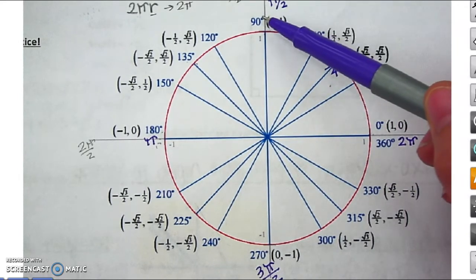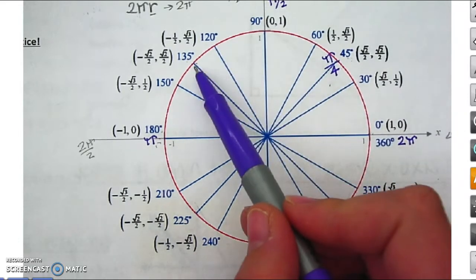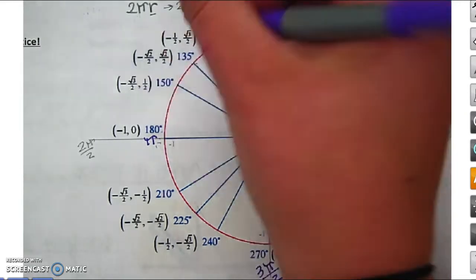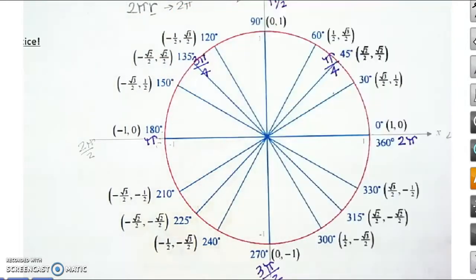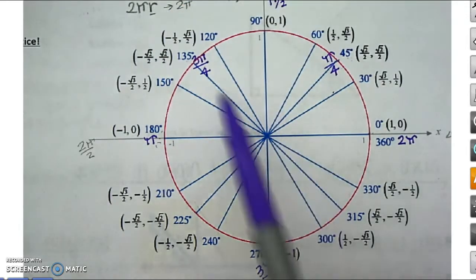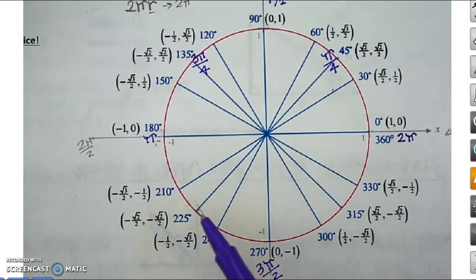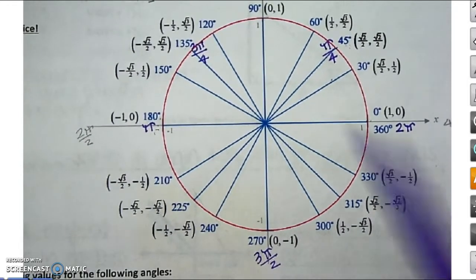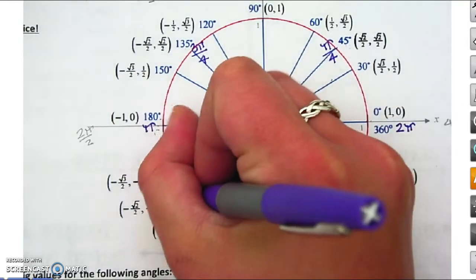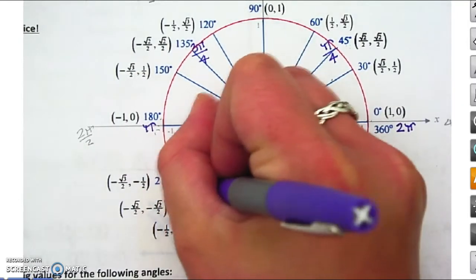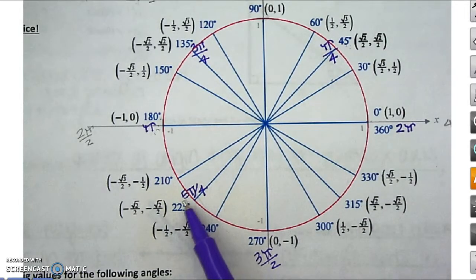This would be 2 pi over 4, which is also pi over 2. That means if we come over here at 135, we would be at 3 pi over 4. Okay? And then this last one would be 4 pi over 4. We're going to go ahead and keep going past that. So if we have another 45 degrees, this would be 5 pi over 4.